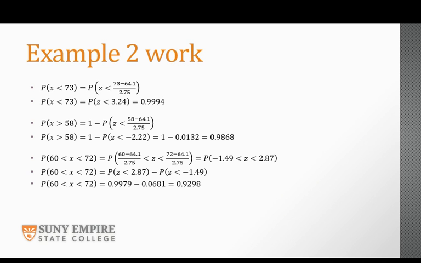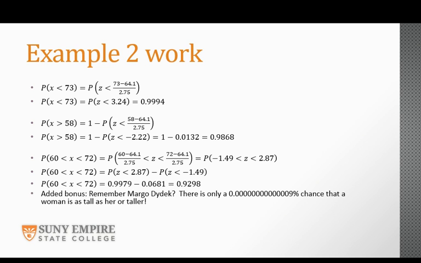Another way to think about this information is that 92.98% of women in their 20s are between 5 feet and 6 feet tall. Remember discussing Margot Dydek, the women's basketball player that was 7'2"? Doing the calculations for a z-score of 7.9, we find that there is only a 0.1309% chance that a woman would be as tall or taller than Margot.